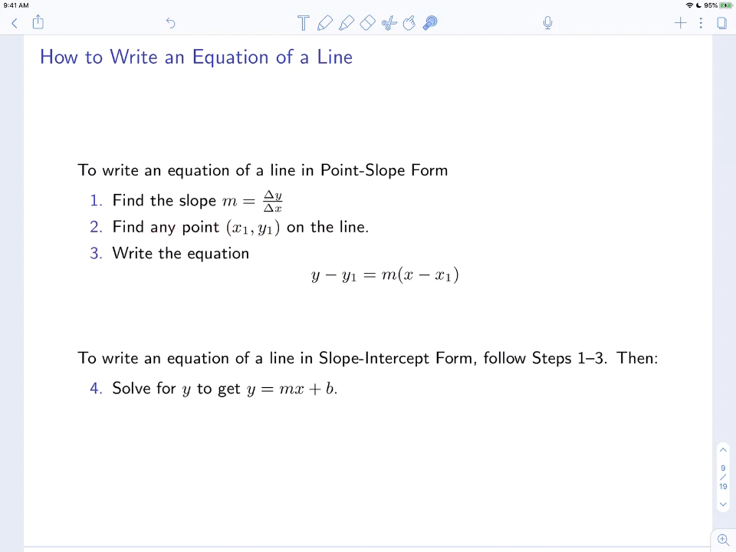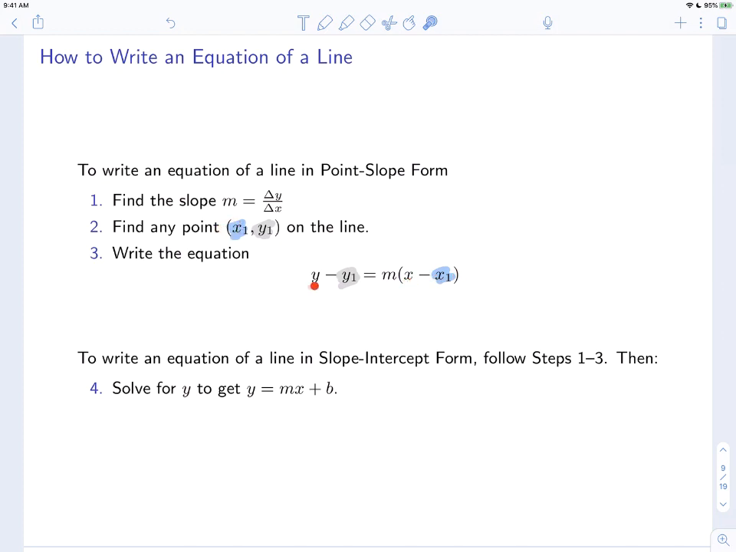Then you just simply write the equation in point-slope form as y minus the y-coordinate of the point, so this y is that y, equals m times x minus the x-coordinate. And the x-coordinate is that coordinate right there. So (x1, y1) is a point on the line. So the equation is going to be y minus the y-coordinate of that point equals the slope times x minus the x-coordinate of that point.